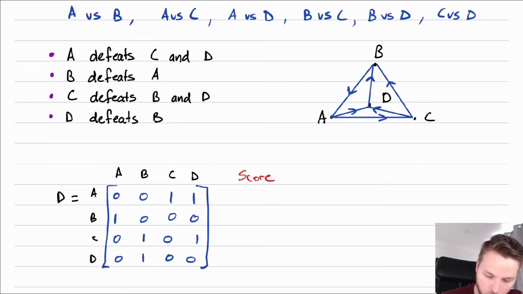And from here we can look at a score, and we can score each team. So A had 2 wins, B had 1 win. Oh, this is looking across the row here. This is row A, so that's team A. B had 1 win, C had 2 wins, and D only had 1 win.